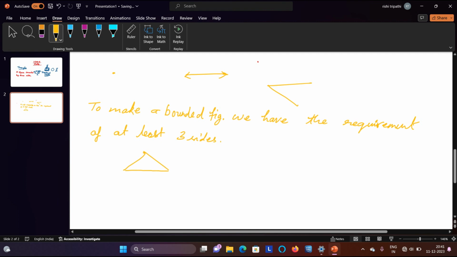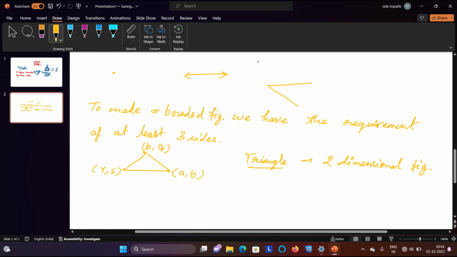It will have three vertices, 1, 2, and 3, whose points can be A, B, or here P, Q, or here R, S. You know that this triangle is a two-dimensional figure.